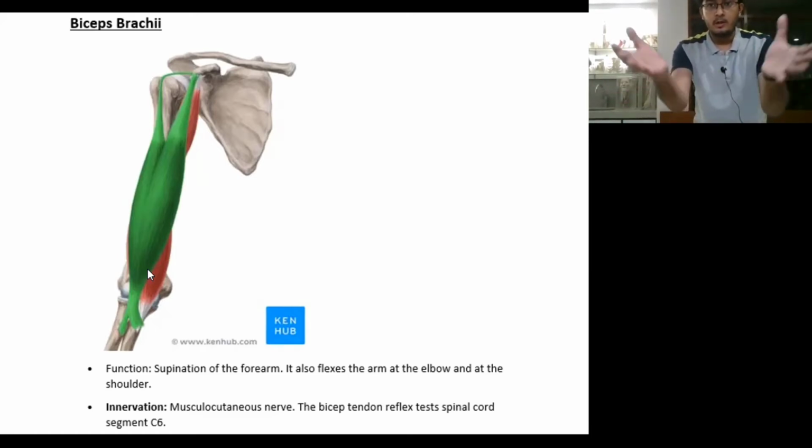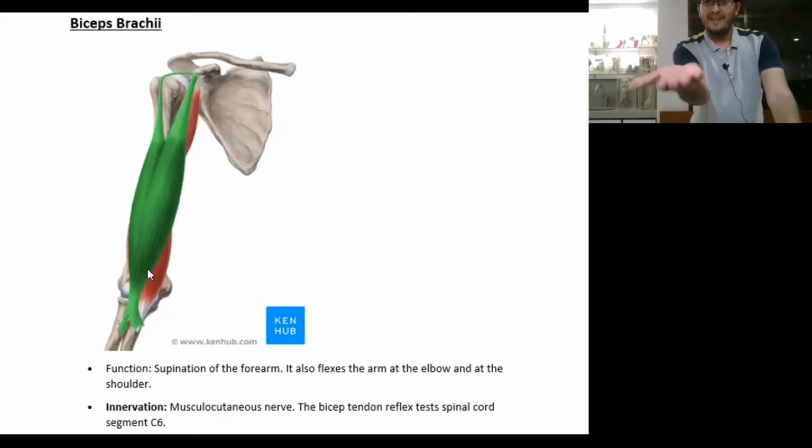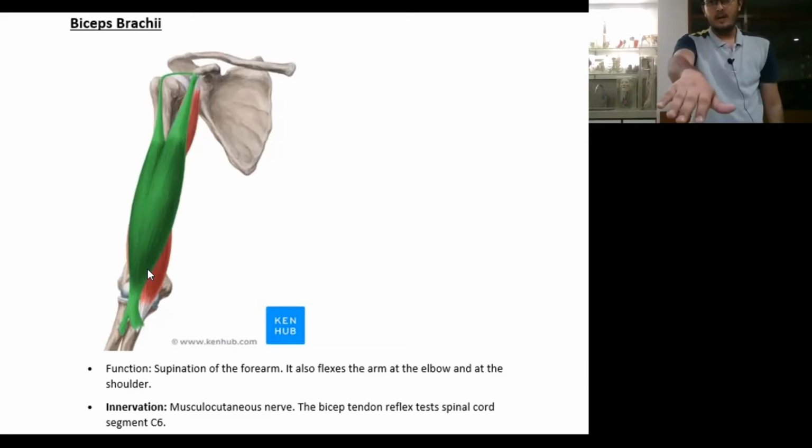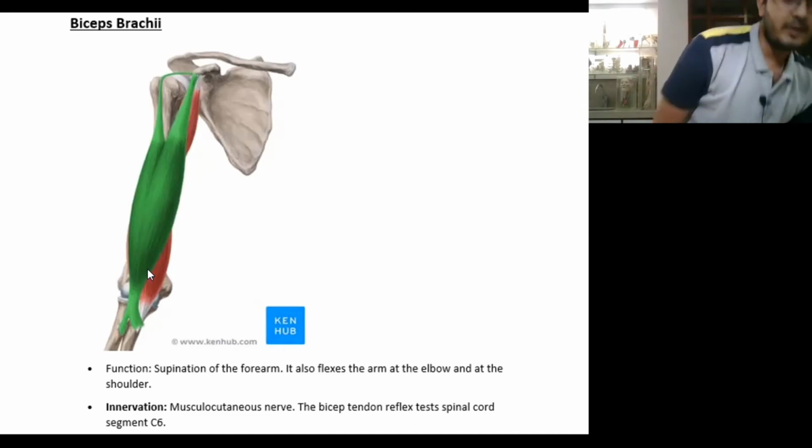Just imagine you are holding a bowl of soup. You have to supinate your arm to hold the bowl of soup. In the same way, if you move your arm like this, it is called pronation. Just imagine if you move your arm like this, your bowl of soup is prone to get spilled. I hope this makes sense. So this is supination and pronation. The Biceps brachii muscle also helps with the supination movement. I hope this makes sense.